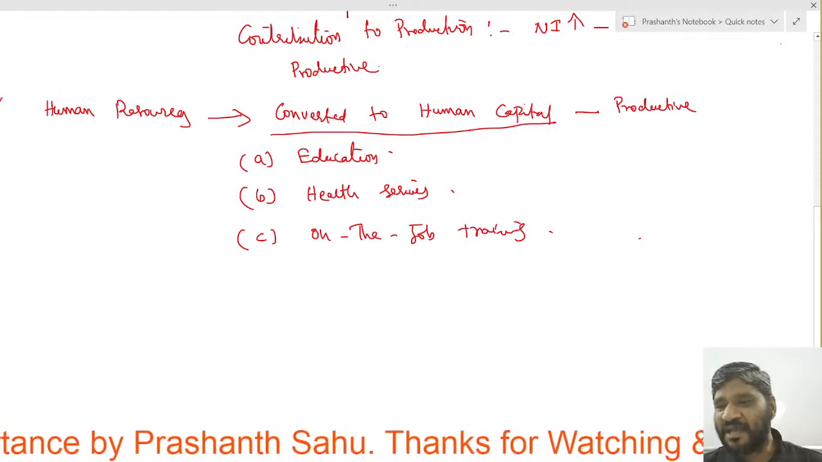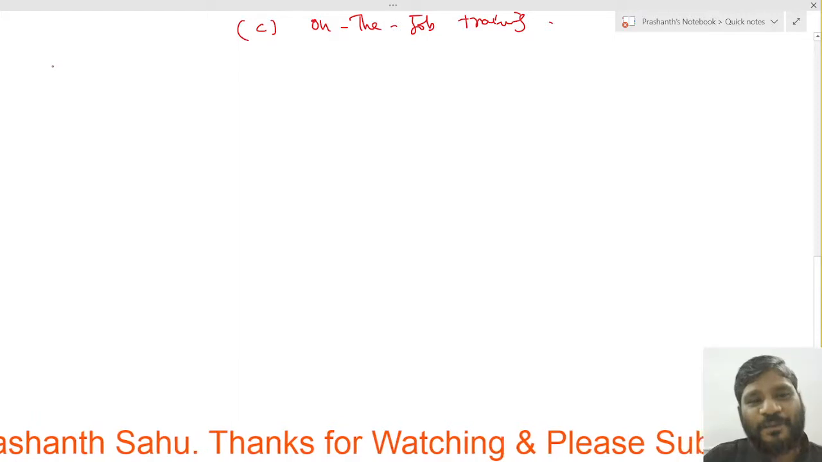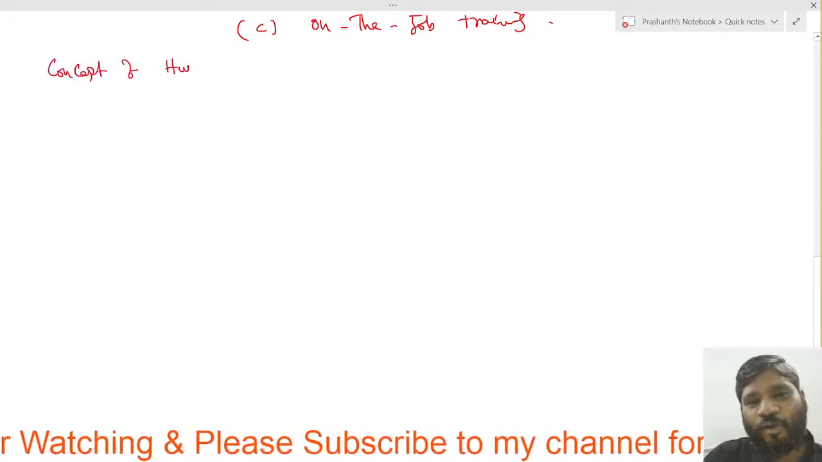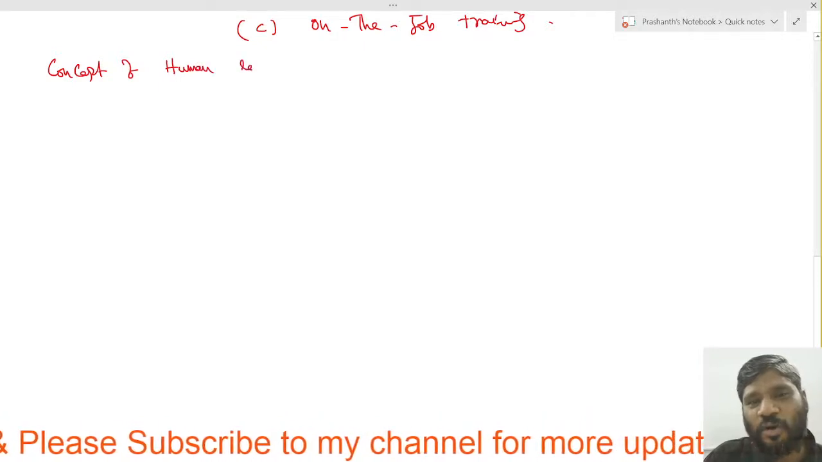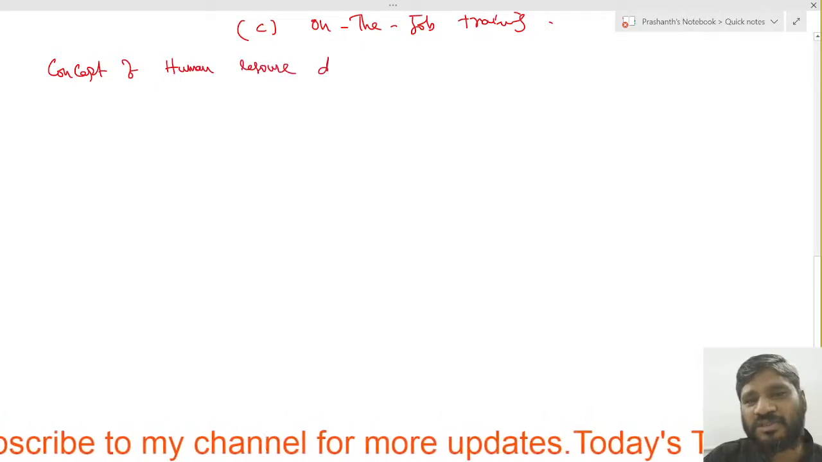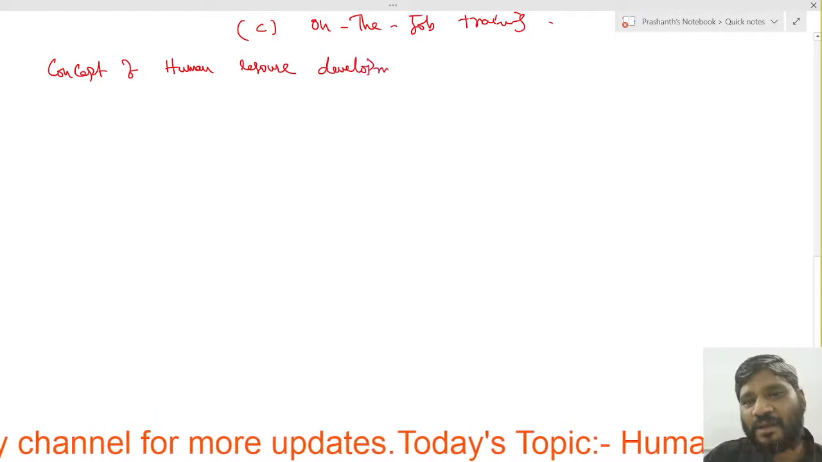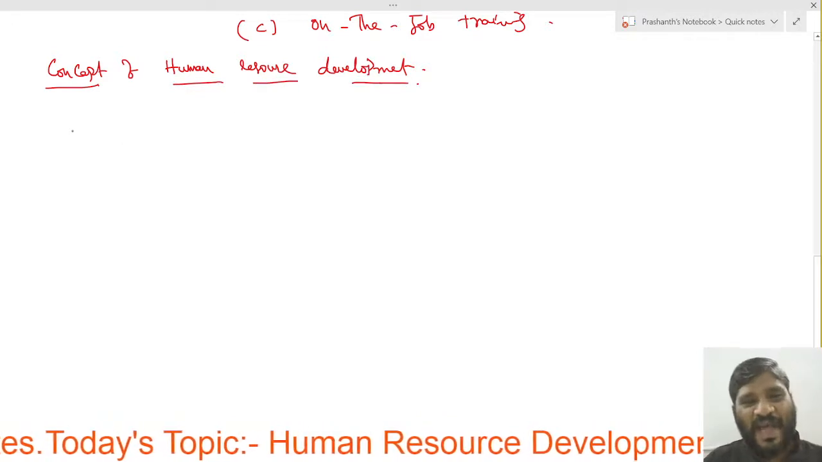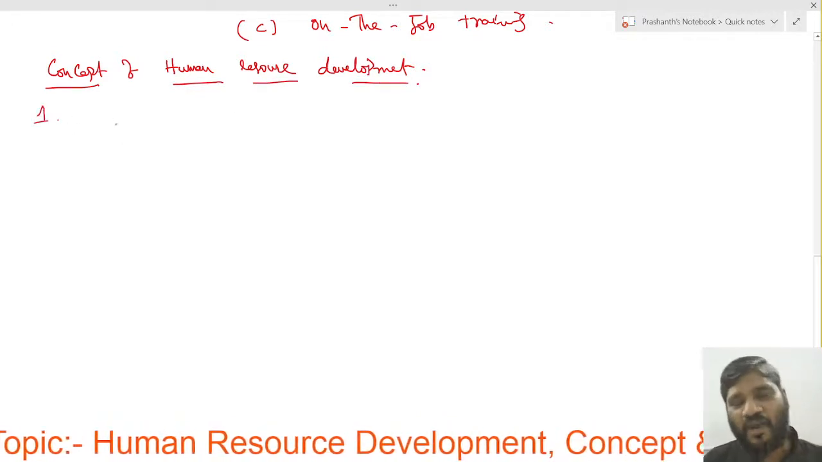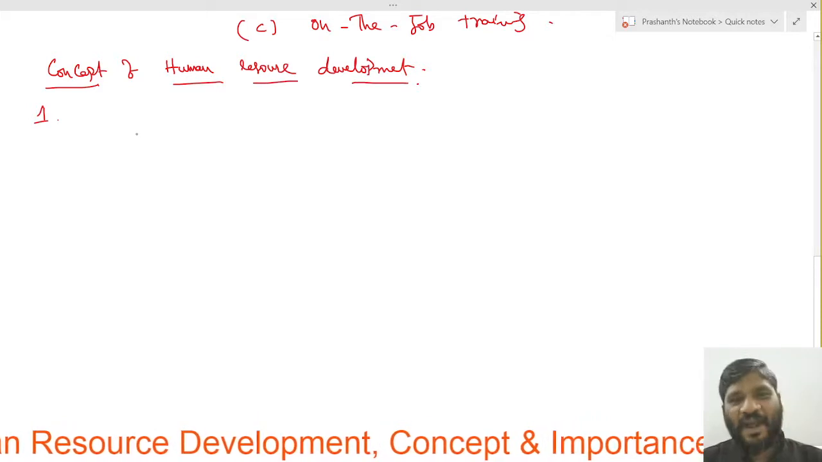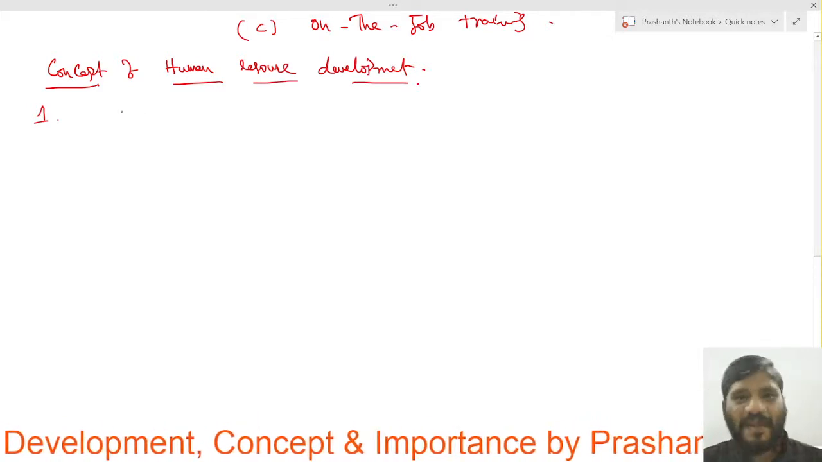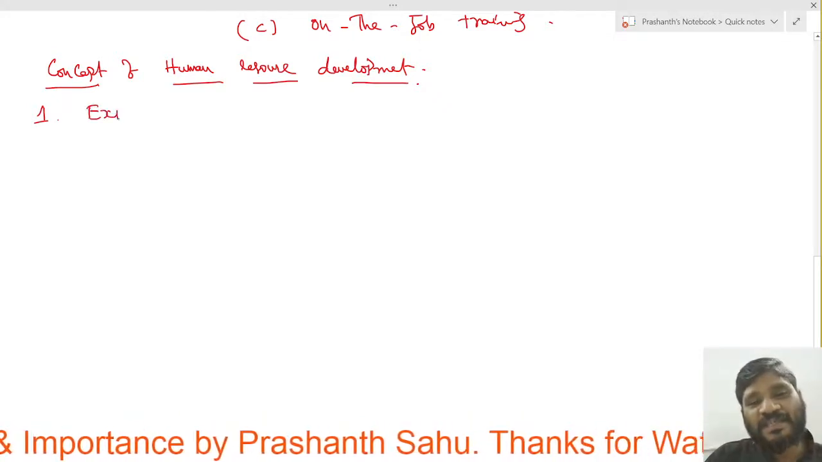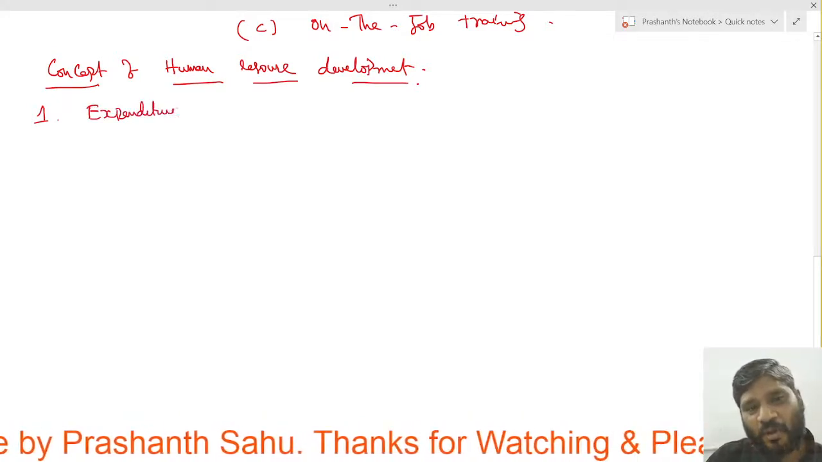Now, let us discuss some concepts of human resource development. Here some concepts have been given. Let us check out what are the concepts required for human resource development. Number 1, expenditure on health services.